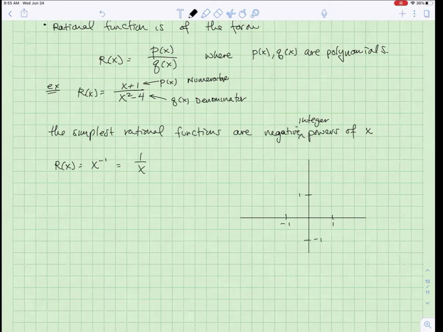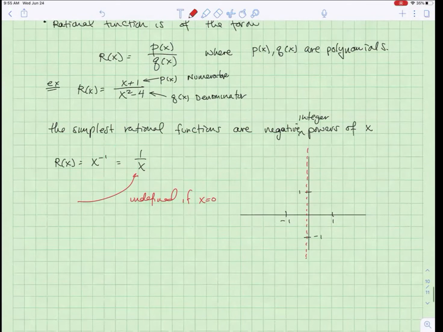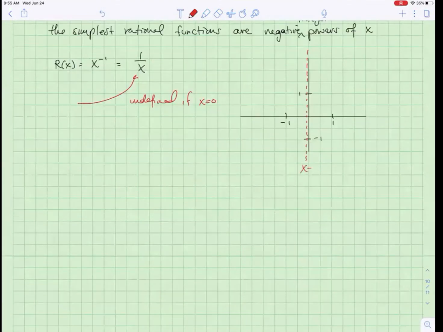And the first thing that we might want to notice is domain issues. This is undefined if x equals 0. And if x is close to 0, though, we're going to have a fraction with a really small denominator, which is going to be a very large value. So what we end up with here is what's called a vertical asymptote at x equals 0.